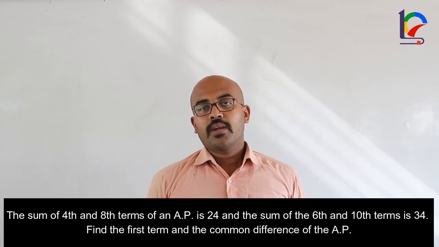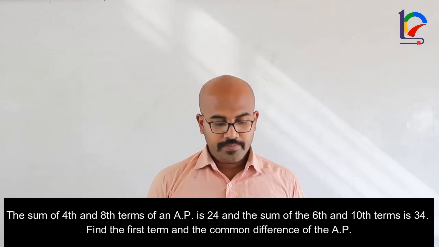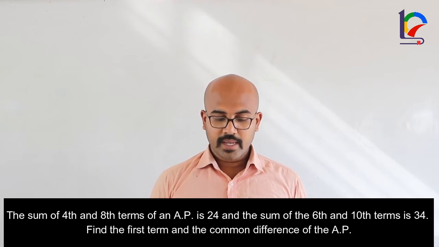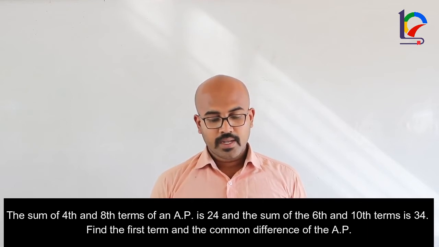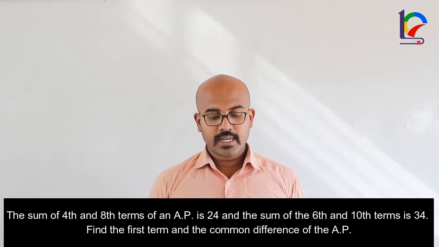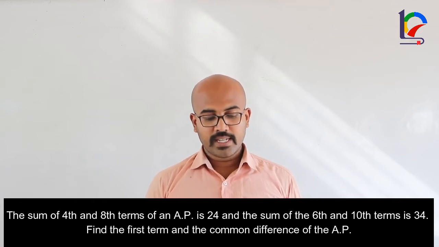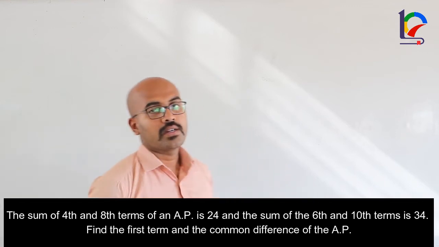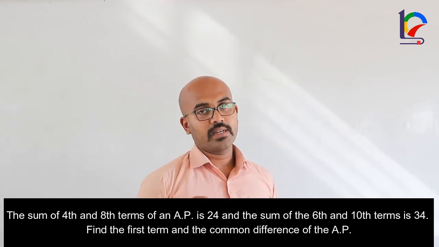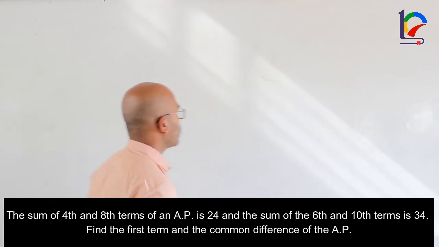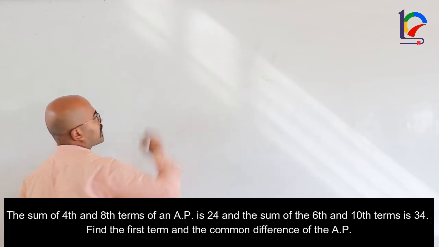So next question, moving on to the next question. The sum of the 4th and 8th term of an AP is 24. The sum of the 6th and 10th term of an AP is 34. Find the first term and the common difference. The first condition they have given is the sum of the 4th and 8th term.